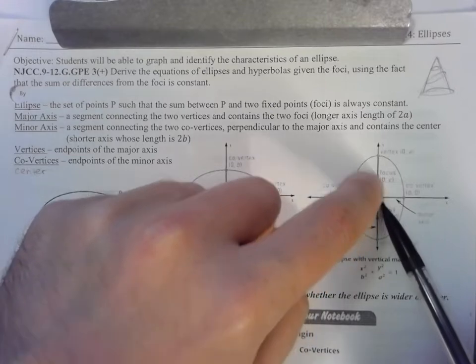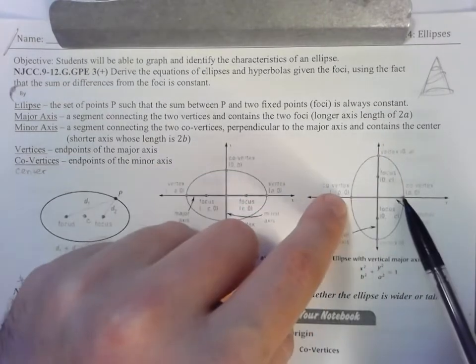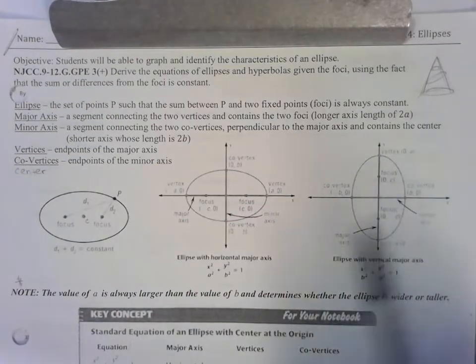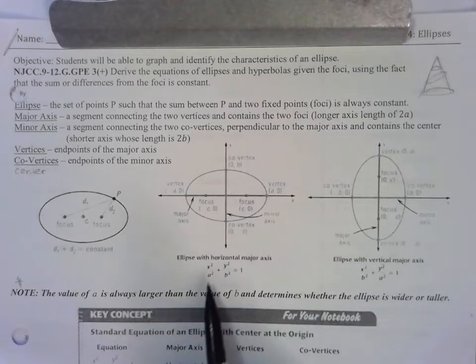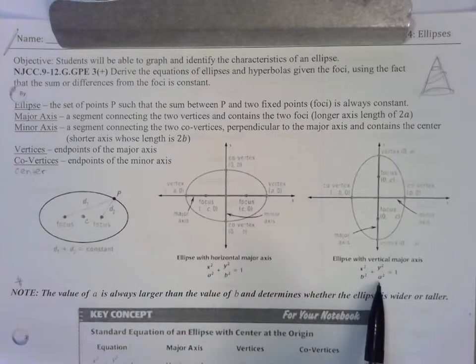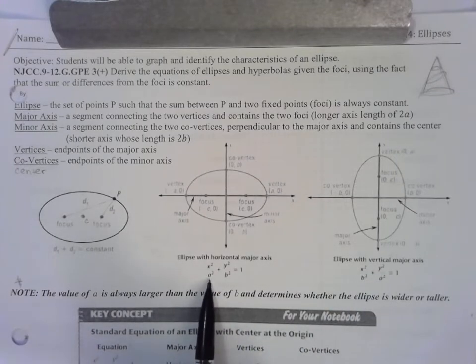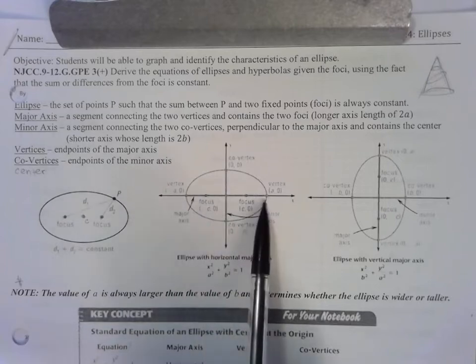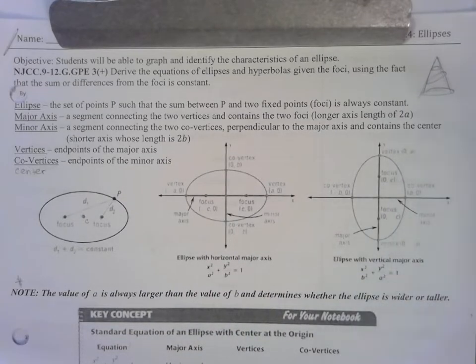If we stretch our circle vertically more than we do horizontally, it would make a taller ellipse, and so on and so forth. So the reason we get two different pictures and two different formulas is the a squared is always underneath the larger axis. So when I have an a squared underneath the x, that means it's wider. When the a squared is underneath the y, that means it's taller.